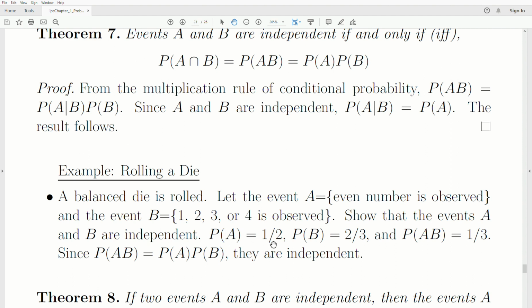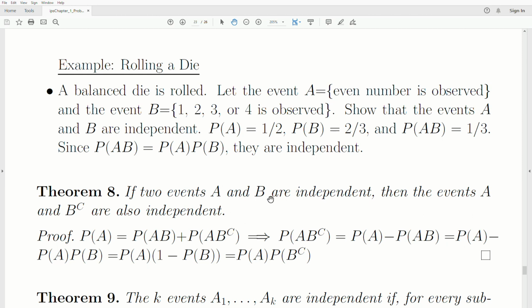Well, the probability of A is 1/2, right? Even numbers observed. The probability of B is 4/6, which is 2/3. And the probability of their intersection is 2/6, right? There's two even numbers out of the 6, so it's 1/3. And since the probability of A intersect B is equal to the product, they're independent.